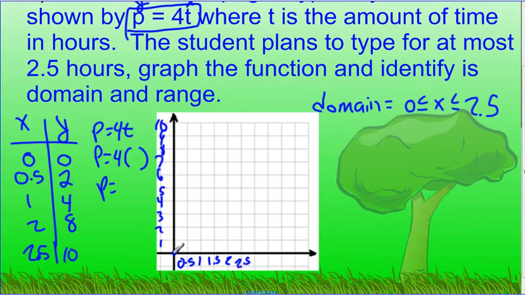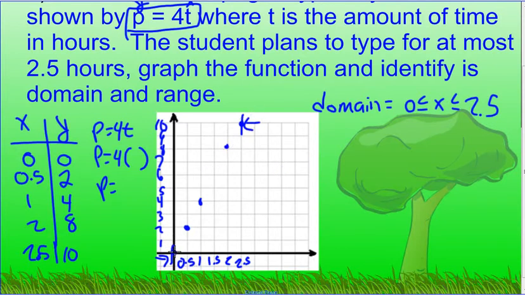Okay, so we got 0, 0. That's always the origin. 0.5, 2. 1, 4. 2, 8. Notice we skipped 1.5. 2.5, 10. They do make a nice, pretty straight line. It says our domain goes from 0 to 2.5, so it has to be bigger than that and less than that. So it's only trapped in this range.